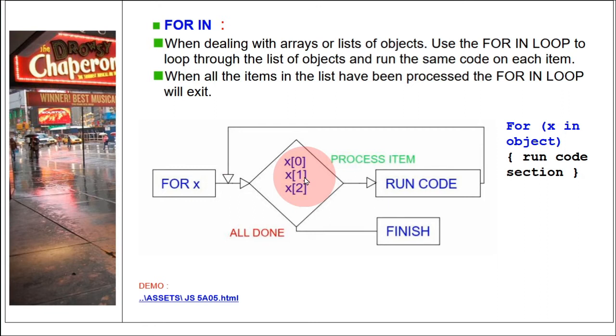So that will be x bracket 1, run the code, and then loop back, and then do it for the next item in the array, which will be x bracket 2, run the code, and then once it's processed all of the objects in the array, it will say all done, and then it will finish. And the way we write this is for x in object, which is your array, run the code section.